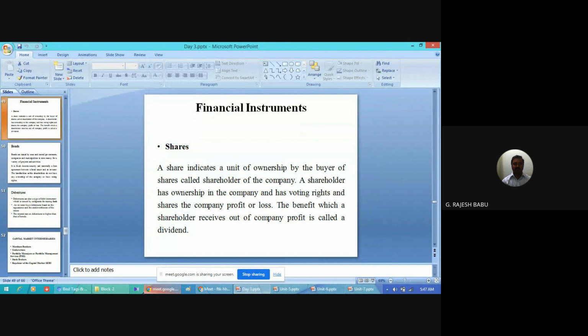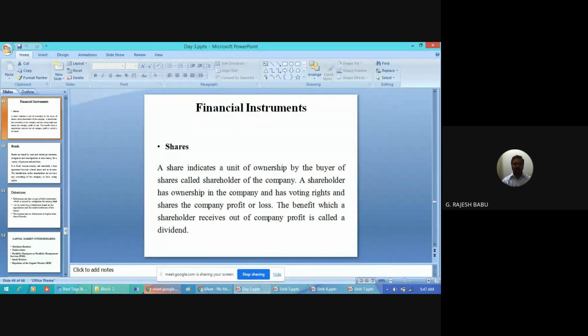Let us understand it with an example. Assume that there is a company, XYZ Limited, that needs funds of rupees 100 crore for further expansion. For raising this fund, the company will go to the public. The capital of rupees 100 crore is divided into 10 lakh shares of rupees 1000 per share.